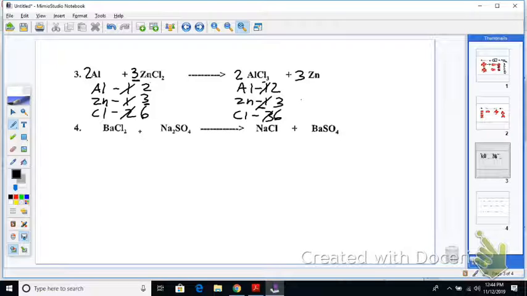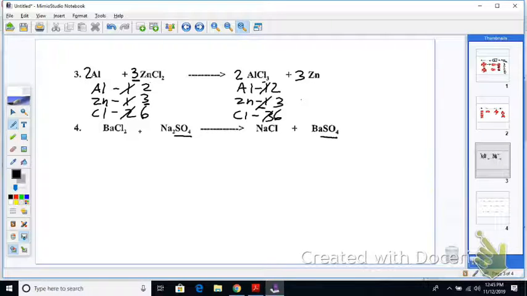Okay? This next one, we're going to keep our polyatomic ions together. This is called a polyatomic ion. It's on your sheet. If you don't know how to identify it, you can look on your chart of ions. If it appears the same way on both sides, we're going to keep it together. We're not going to separate it into S and O separately.